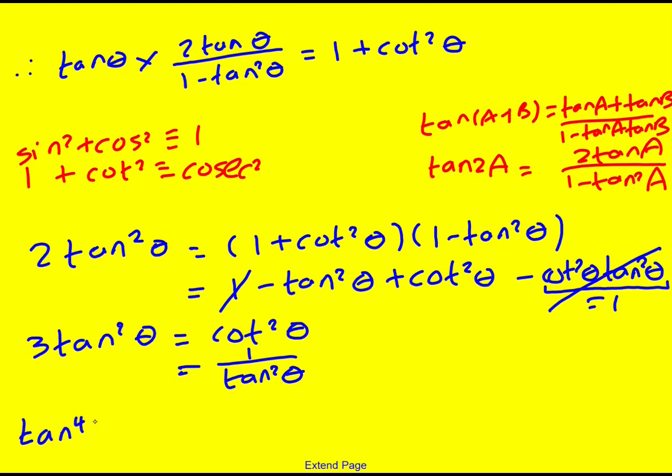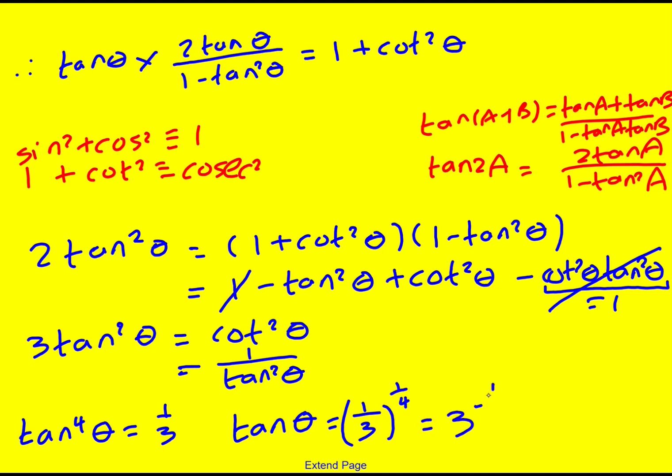Tan to the power of 4 theta is therefore going to equal a third, meaning that tan theta is going to be the 4th root of a third, which becomes a third to the power of a quarter, or 3 to the power of minus a quarter. And that is going to be our answer.